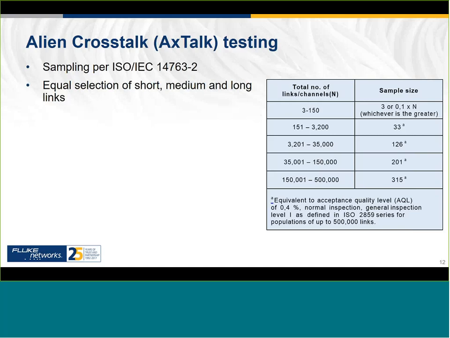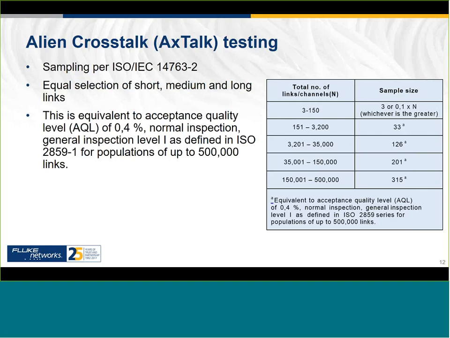The process that's used here is equivalent to an acceptance quality level of 0.4% of normal inspection. That's defined in ISO 2859-1 for populations of up to 500,000 links, and I personally have never seen a job with 500,000 links involved. So these are fairly important guidelines for alien crosstalk testing. There are some further guidelines, and Fluke Networks has also developed some recommendations. So let's have a look at those.